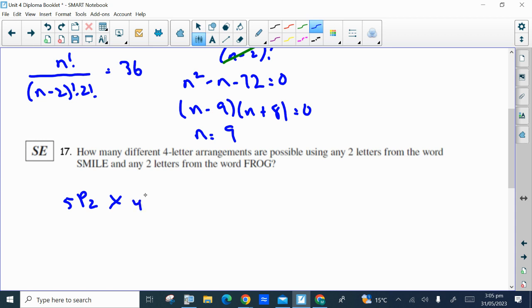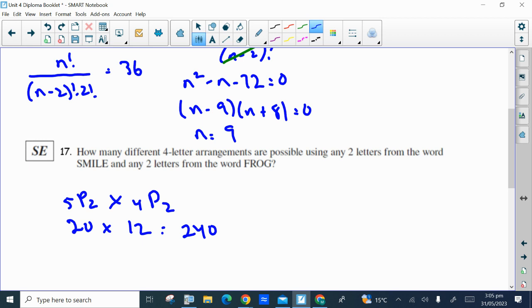2 from the 4 letters in the word frog. So it'll be 5P2, which is 20, times 4P2, which is 12. So this is the first part of this, 240. This is just selecting the letters, though. That's all we've done right now. We've just selected the letters.